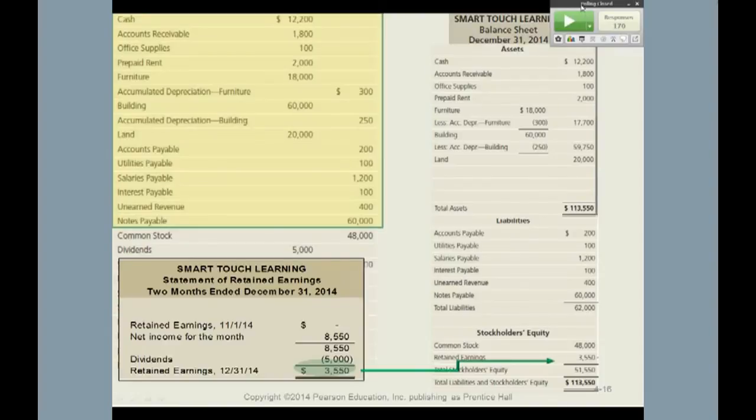So you would have had, if this was an adjusting entry, you would have had a debit to depreciation expense and a credit to the accumulated.